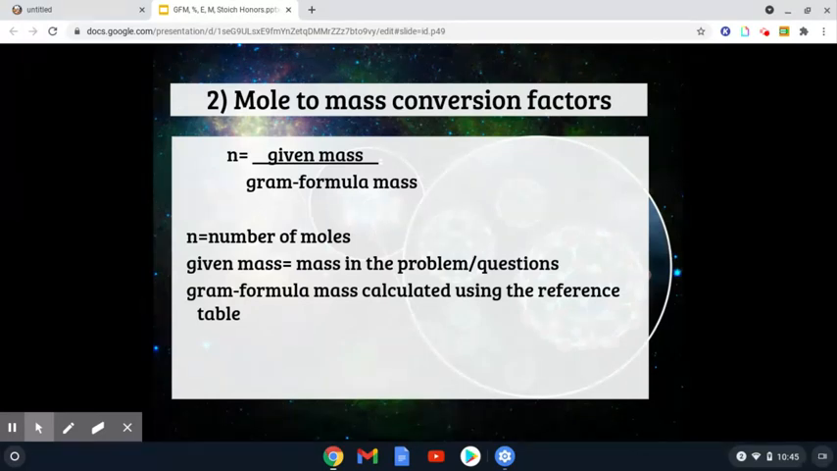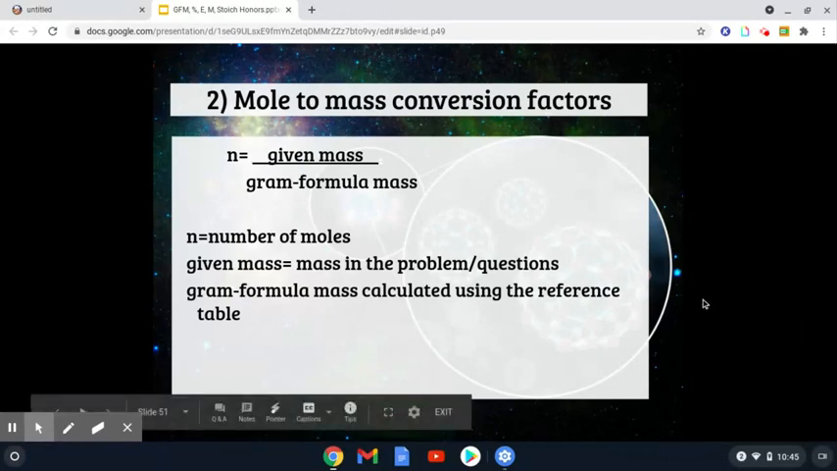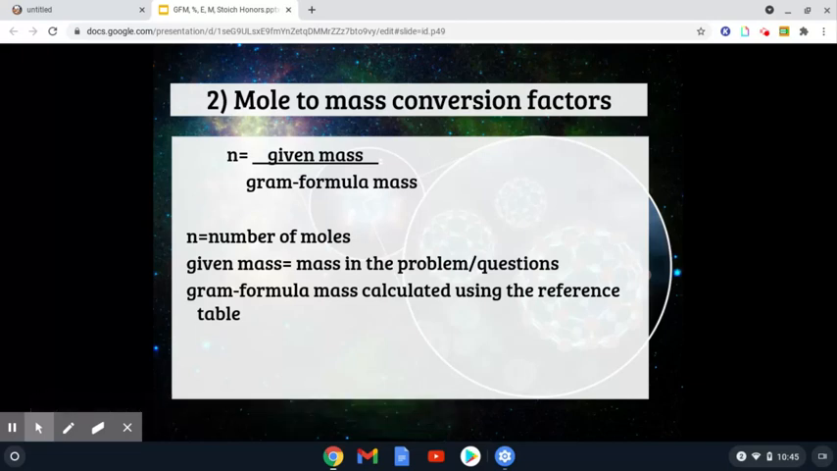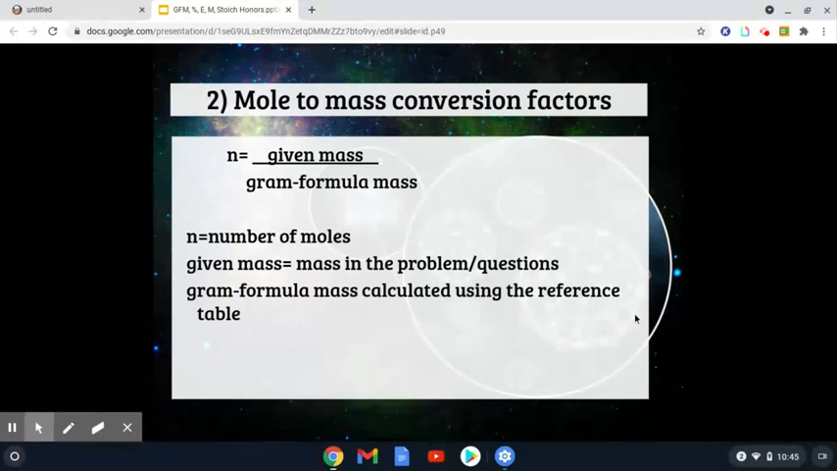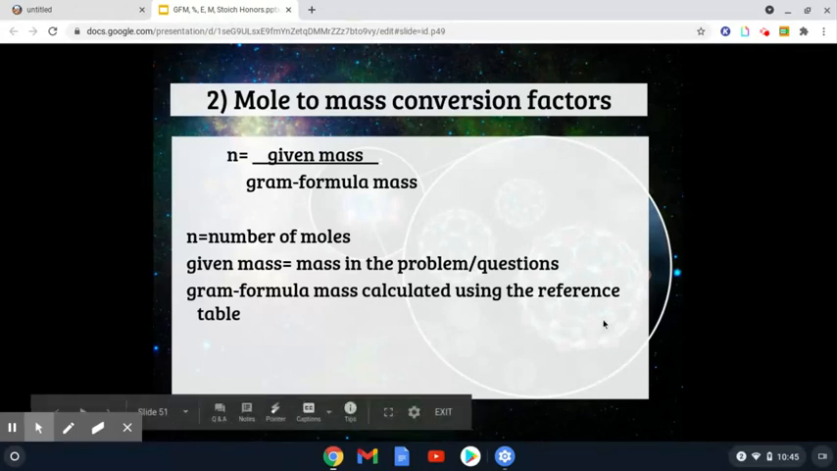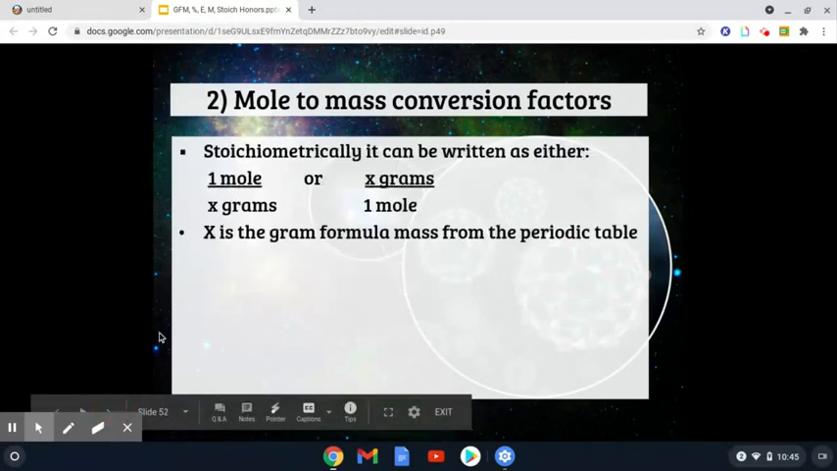So N is going to stand for the number of moles. Given mass is the mass that the problem is going to give you. Sometimes it will give you the moles, so you'll just flip these. And then the gram formula mass is calculated on the reference table. So if it asks you for grams of hydrogen, you would do, okay, you've got 2 hydrogens because it's diatomic. 1 plus 1 will be a gram formula mass of 2.